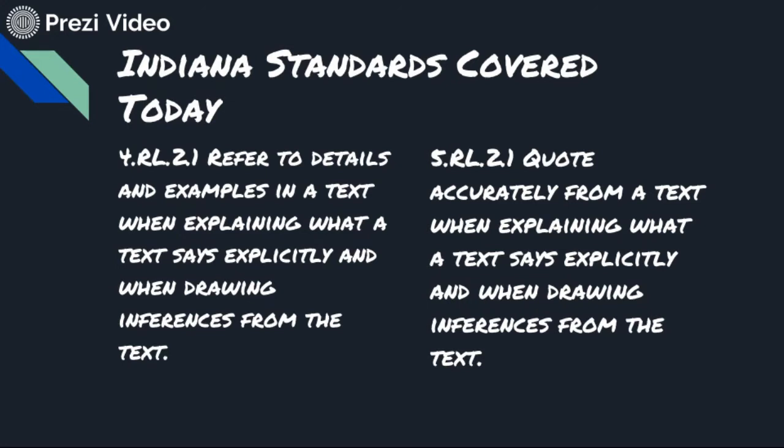When you're talking about referring to details and examples in a text and when quoting accurately, it's just how you're going to answer the question. For 5th grade, they're going to expect you to use a little bit more of the direct sentence from the story to back up what you're saying. Explicitly means it's actually found in the story, that it's right there, you can pull it from the story. When you're making an inference or drawing conclusions, those aren't really in the story. You have to kind of come up with your own answer.